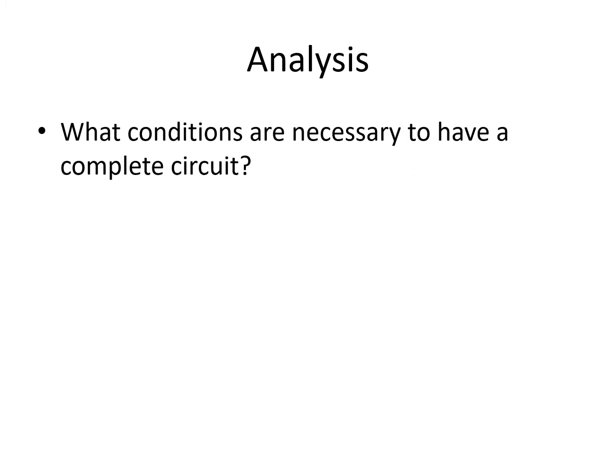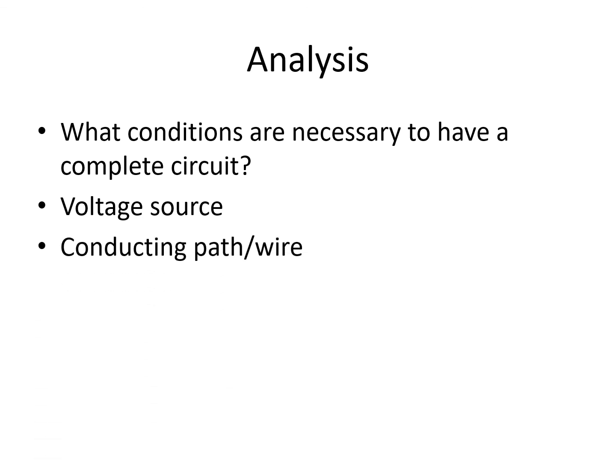Let us summarize what we learned. What conditions are necessary to have a complete circuit? In order for a circuit to be complete, it should have the following components: voltage source, conducting path or wire, switch, load or resistor. Removing one of these components will not produce a complete circuit.